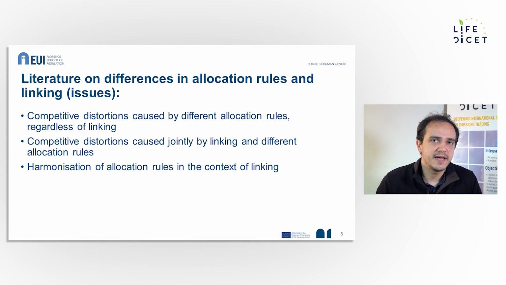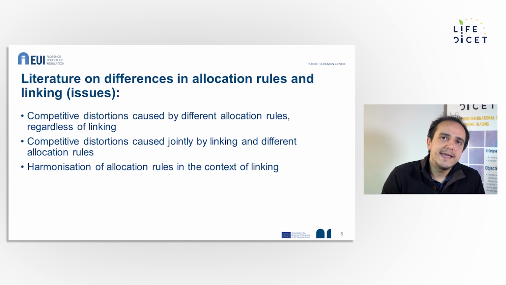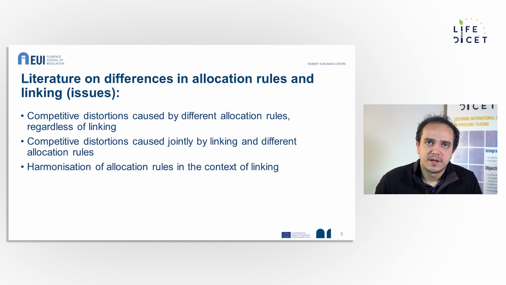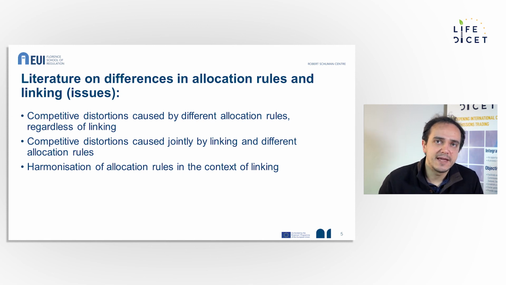Consider ETS A and ETS B. Before linking, the allowance price in A is lower than the price in B. Also, A uses output-based allocation. After linking, the allowance price will rise in A, and therefore the implicit output subsidy with it. Now, if output-based allocation was already a cause of competitive distortions before linking, the price increase in A after linking would amplify those distortions.